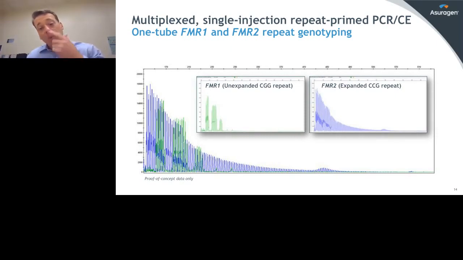Now, to push the envelope a little bit further, one of the other things we did was to look at the potential to be able to resolve multiple repeat expansion targets in a single tube assay and a single injection. So in this case, we've looked at FMR1 and FMR2. FMR2 is a putative transcriptional activator. It's a gene that sits very close to FMR1 in the genome. This is a premutation FMR2 allele, where large expansions of FMR2, like FMR1, are associated with intellectual disability.